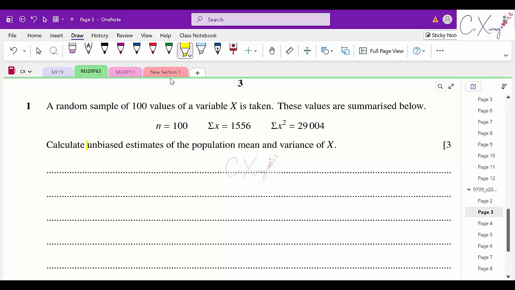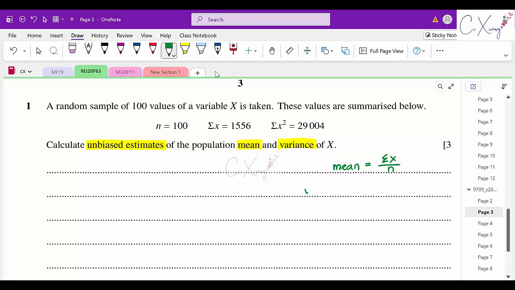Highlight the keyword: unbiased estimates of the population mean and variance. When we want to do any estimation, this keyword is important, right? What's the formula for the unbiased estimate for population mean and variance? Right. So basically, let us recall. For the unbiased estimate, the mean formula will be similar to the normal sample mean, which means that we are taking summation x divided by n.